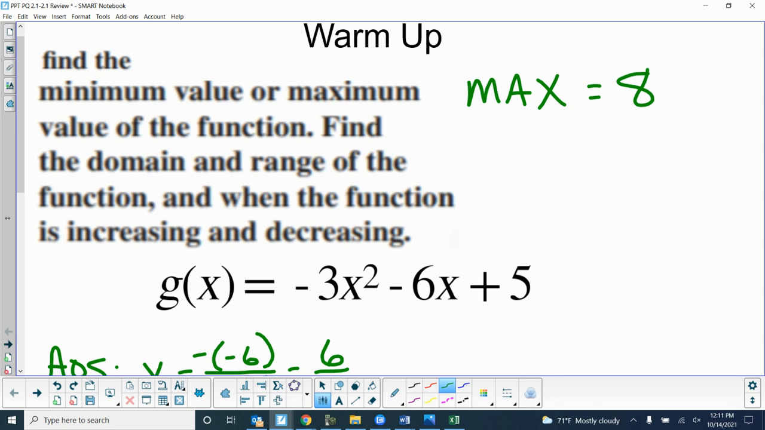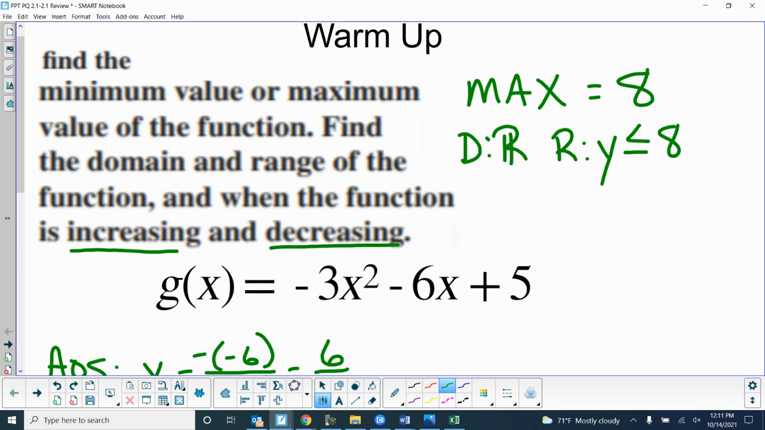All right. So, domain we know is what? All real numbers. And then the range, since it's a max, its y is what? Less than or equal to, right? When it's a max, its y is less than or equal to for the range. When it's min, its y is greater than or equal to, right? And then we just put our max value. Okay? We also had to do this.